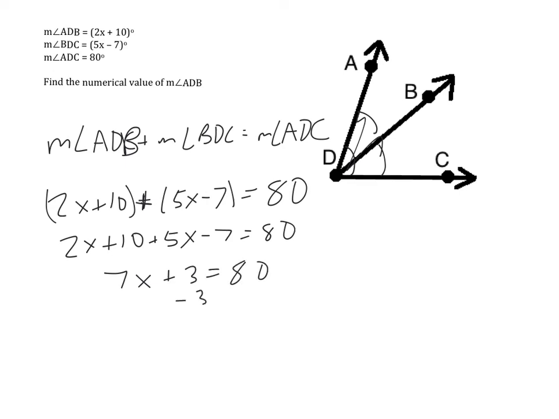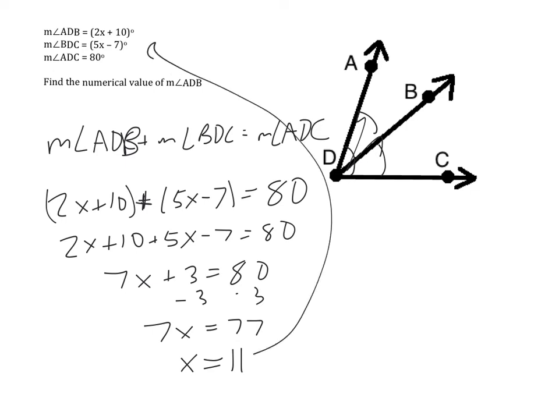If I subtract 3 from each side, I'll get 7x equals 77. Divide each side by 7, I get x equals 11. Now 11 is not my answer. 11 is what I'm going to plug back into this equation up here. So ADB is going to be 2 times 11 plus 10. It'll be 32.